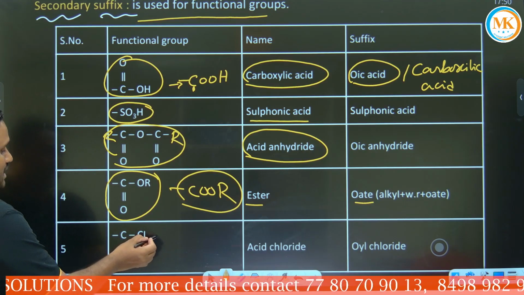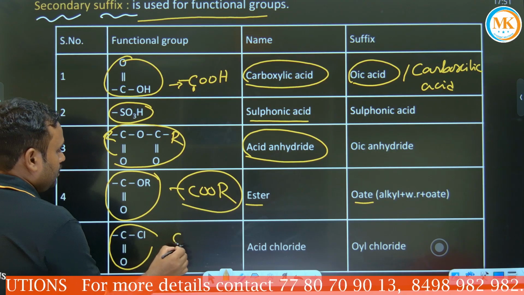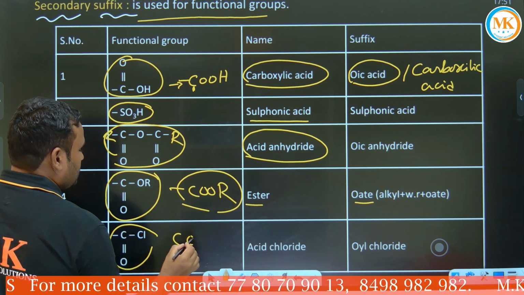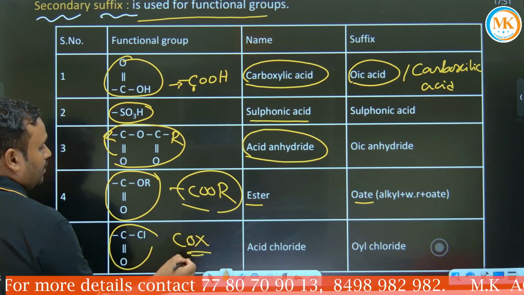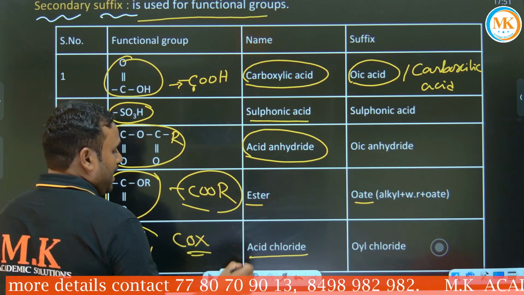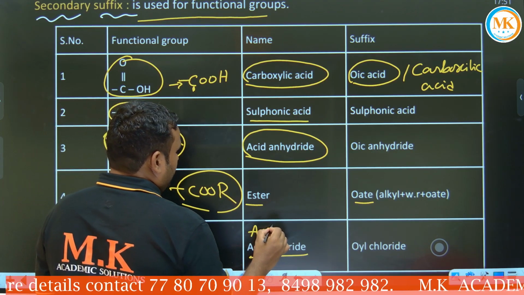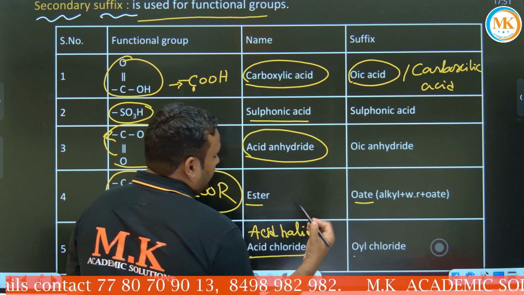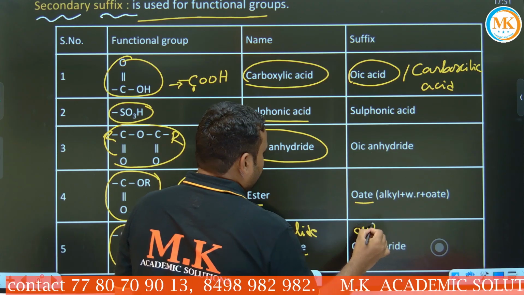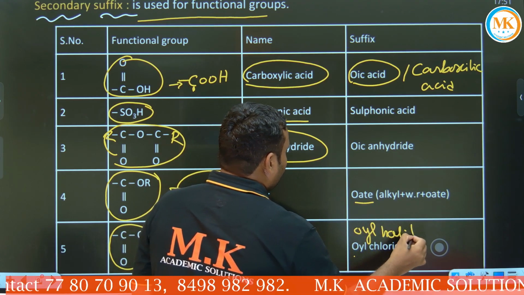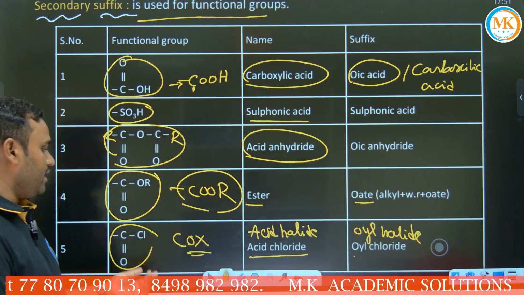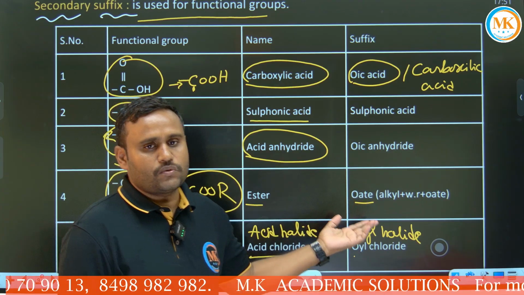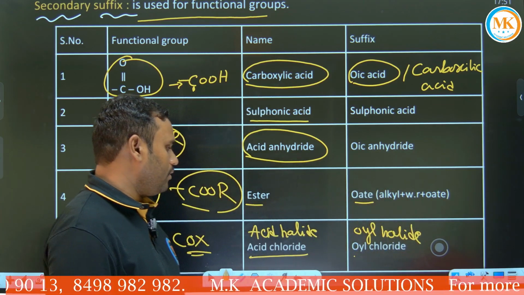This is acid chlorides, it is called COCl, or acid halides, also called COX. Acid chloride or acid halides. We are going to write oyl halide. For chlorides oyl chloride, for bromides oyl bromide, for iodides oyl iodide we are going to write.